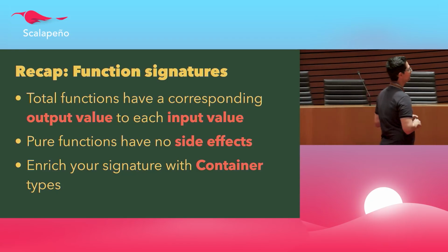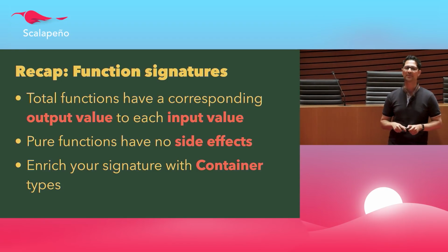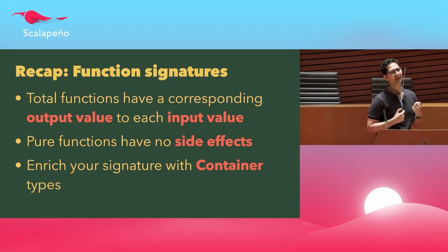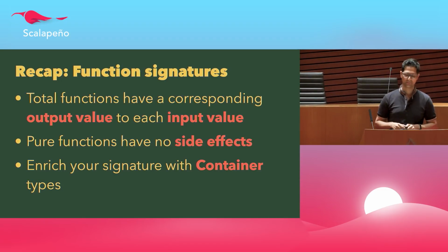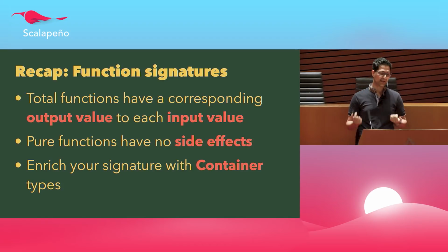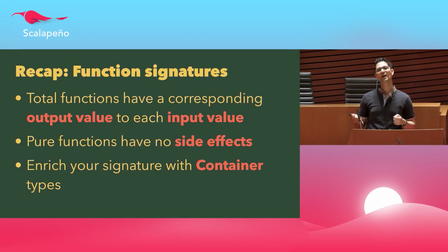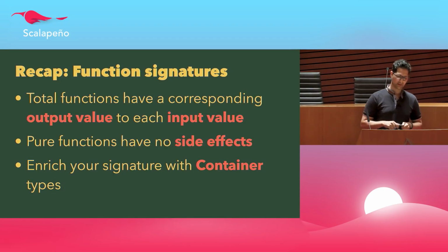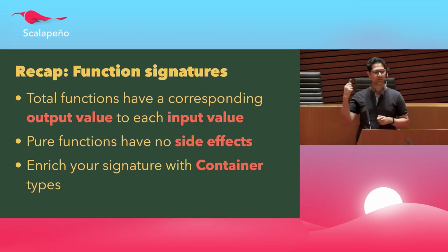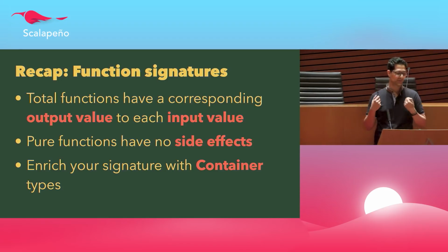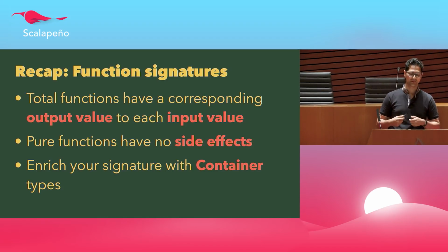All right, so let's recap quickly. We talked about total functions, where for every input you have a corresponding output. We talked about pure functions that have no side effects. And then we talked about container types. We saw how we fixed this divide function with Either. When you use all these techniques, you enrich your signature. You give a new meaning to your signature.